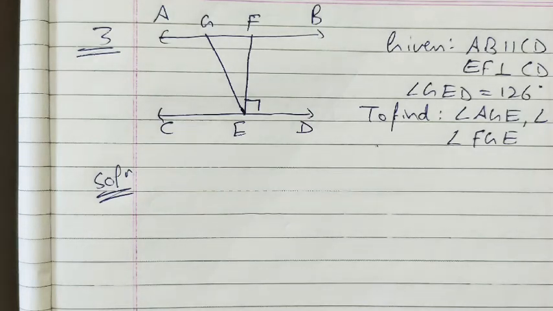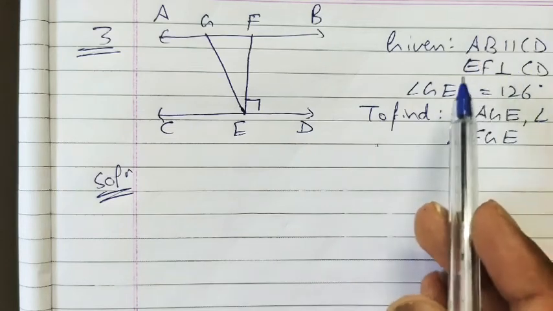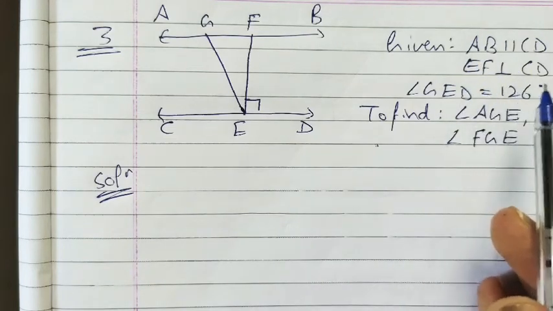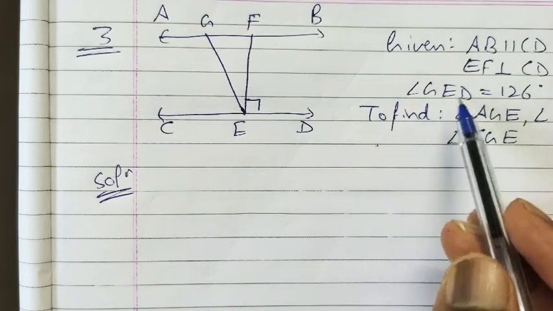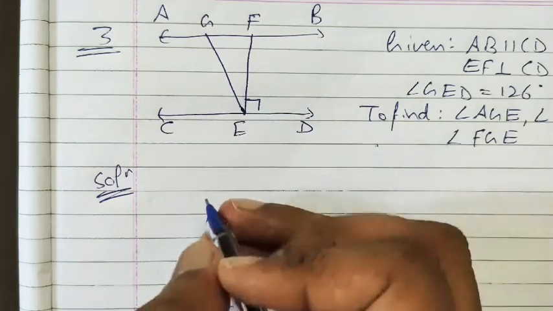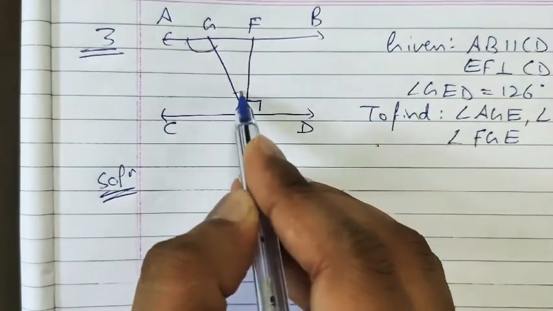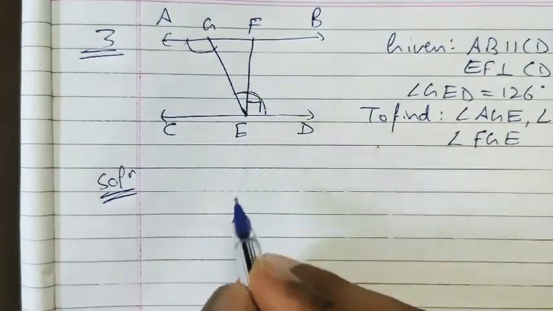Now question number three. It is given that AB is parallel to CD and EF is perpendicular to CD, and GED is 126 degrees. We need to find AGE. We know that this angle AGE will be equal to this whole angle, alternate interior angle.